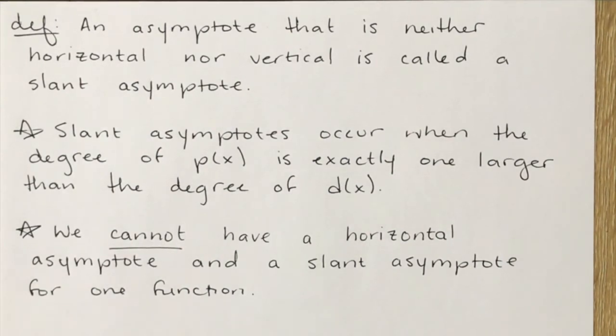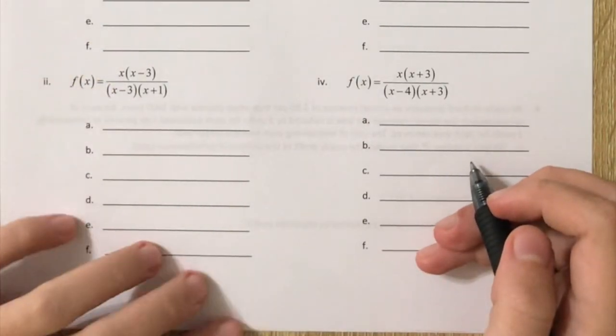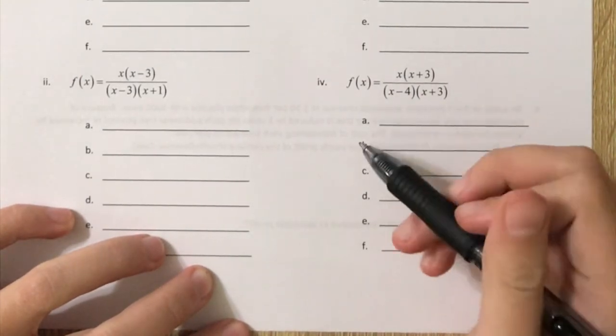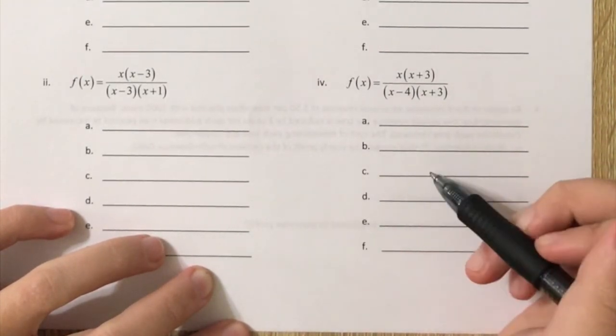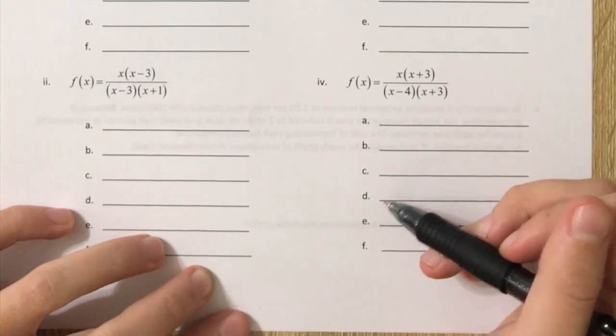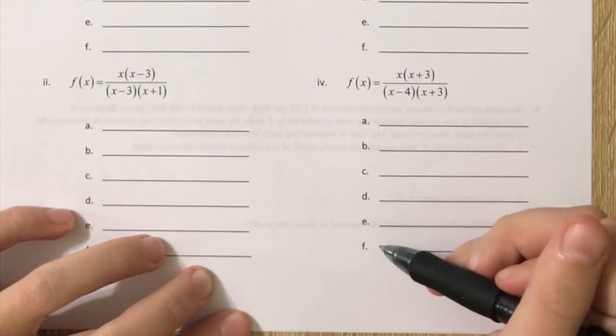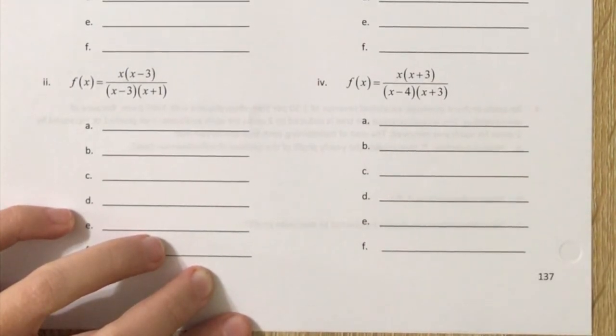Okay, I'd like to look at one example from the lab manual really quickly. This is in the Rational Functions Part 1 section. It's asking us to find the domain for A, vertical asymptote for B, horizontal asymptote for C, zeros or x-intercepts for D, coordinate of the hole for E, and y-intercept for F. So let's go ahead and do that.